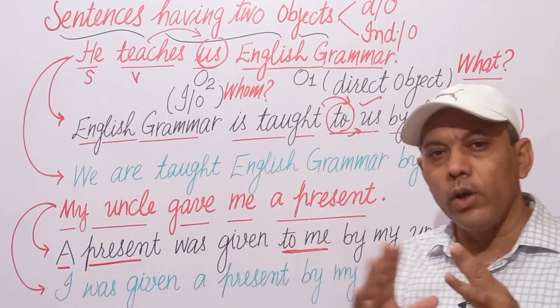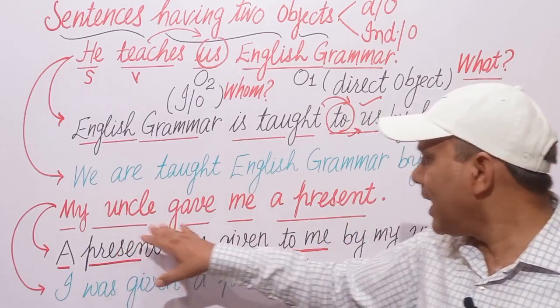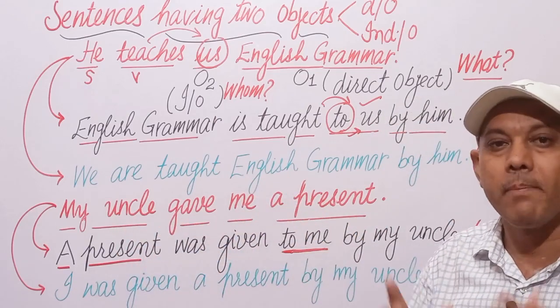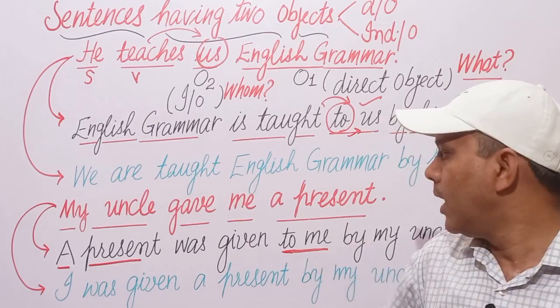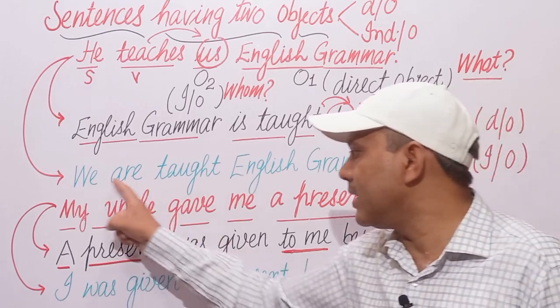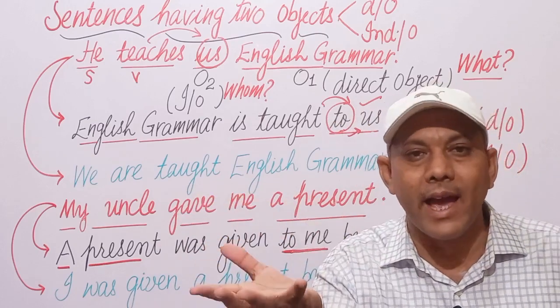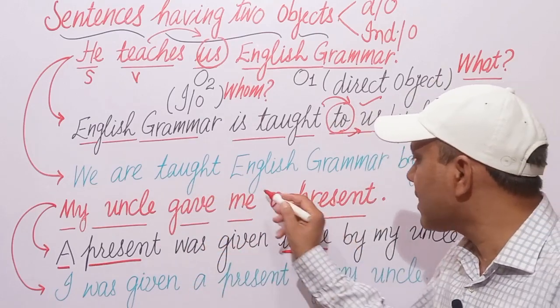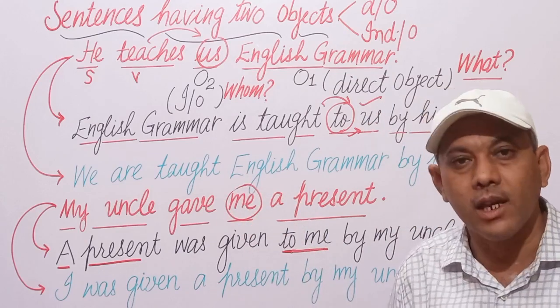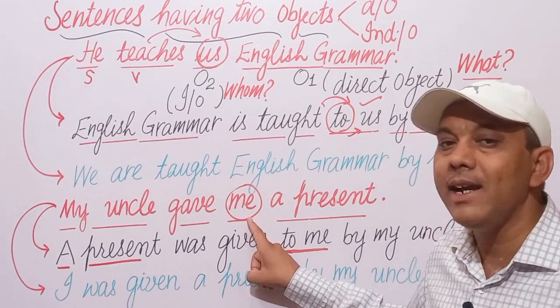Let us take one more example. My uncle gave me a present. A present means a gift. My uncle is the subject here. Giving something is the action. To whom was the something given? To me, which means this is the indirect object.